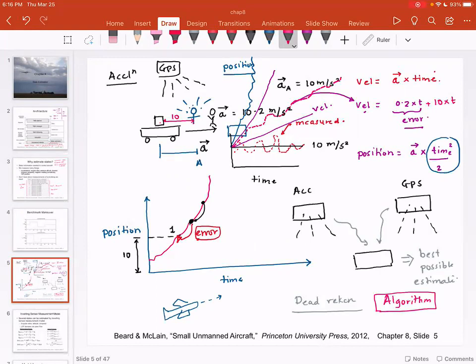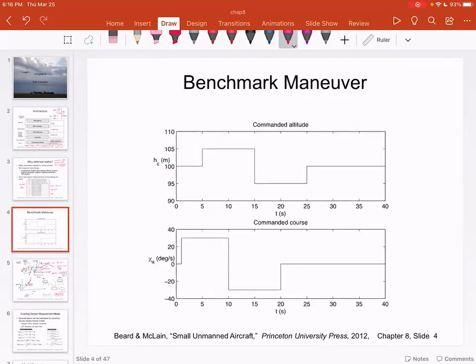If you look, there is something called the benchmark maneuver, which means what happens if you suddenly change the altitude from say 100 to 105, go down to 95 and go back to 100. Ideally, you would anticipate that at the end your measured altitude should be 100, but you will notice it will never be 100. Same thing happens with chi, which is the course angle or the commanded course.